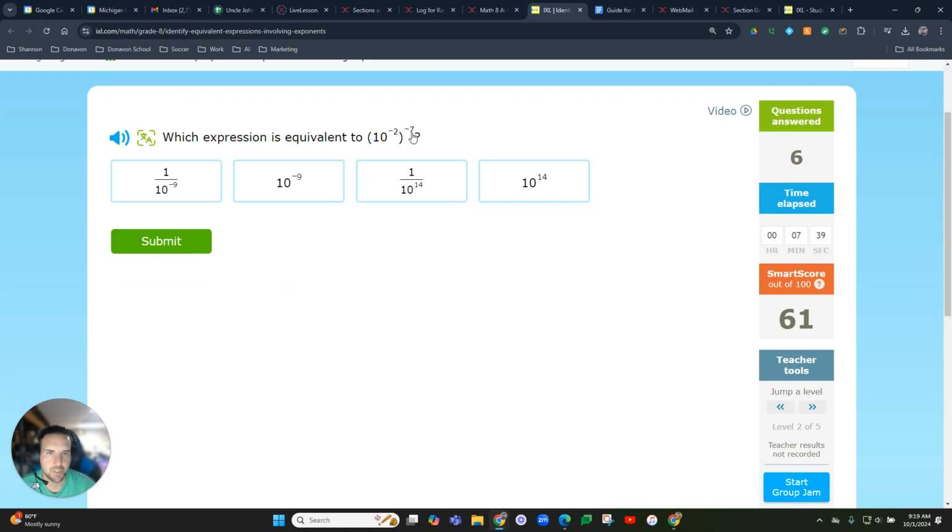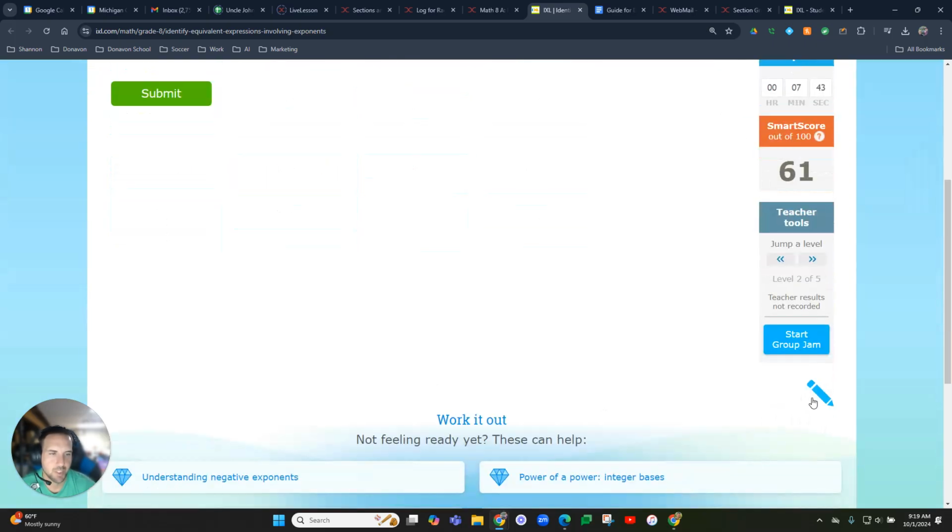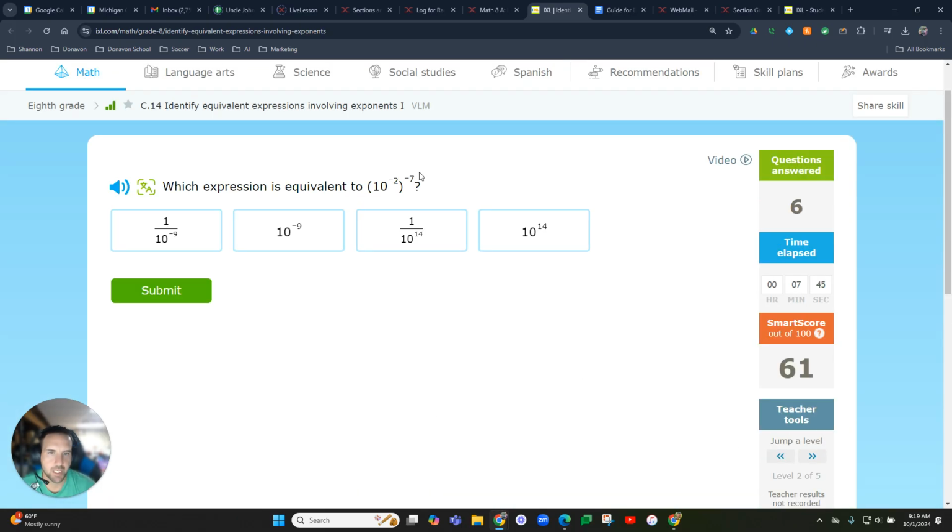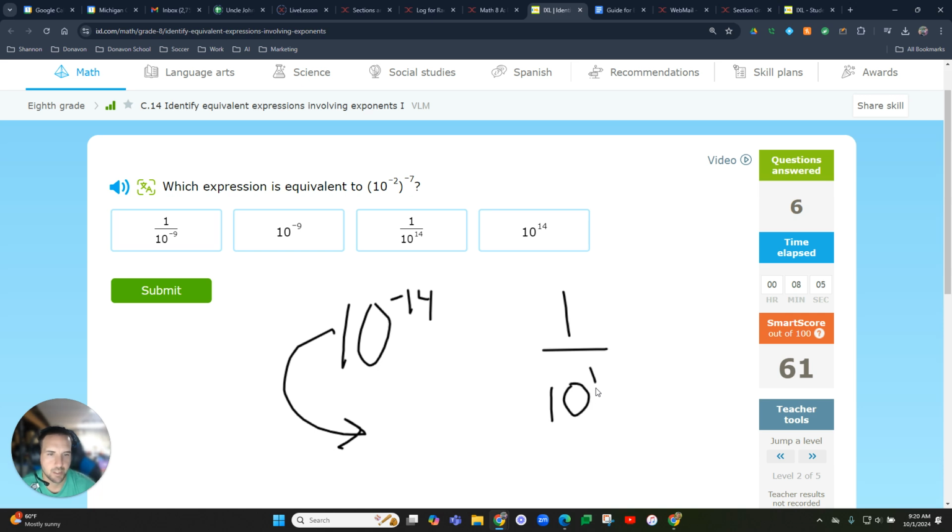All right, again, we're just multiplying the exponents. This is another power of a power rule. They're giving us a lot of power rules. All right, so this one, negative 2 times negative 7 is 10 to the 14th. And again, we have to figure out which one of these is equivalent to that. So remember, since it's a negative exponent, we flip it to the denominator and make it positive. So that would be 1 over, and remember we put it in the denominator to make it positive.